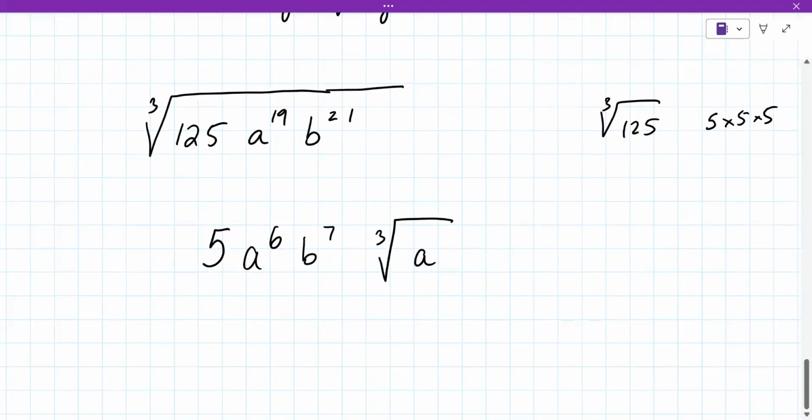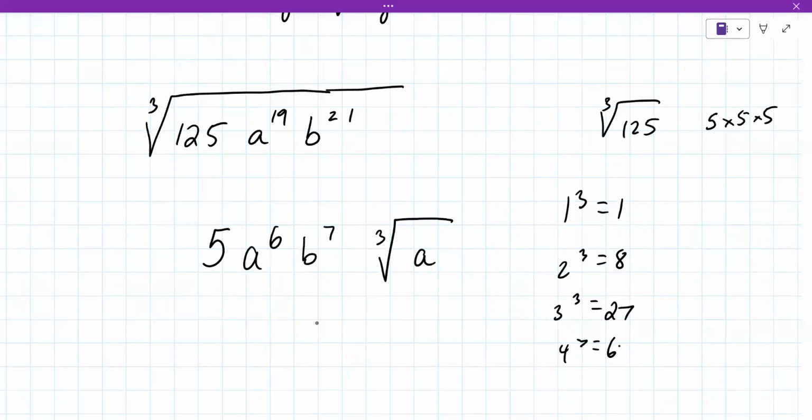There's only a few that you need to know. We can do them real quick. 1 cubed is 1, 2 cubed is 8, 3 cubed is 27, 4 cubed is 64, 5 cubed is 125. These are probably all the ones that you would want to know on the right here.